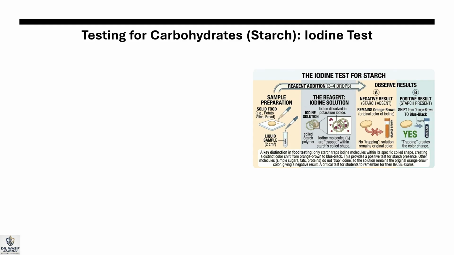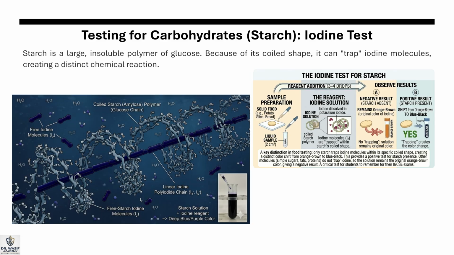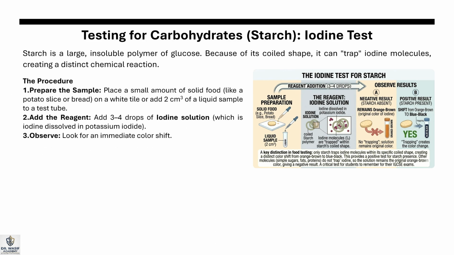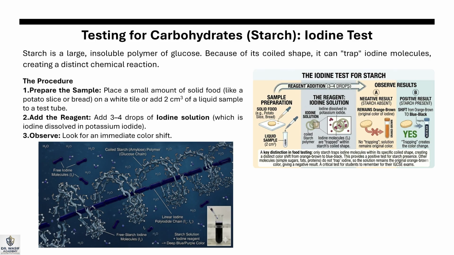Now we move from theory into the laboratory. Okay, how do we actually prove these molecules are present in the food that we eat? We will start with the most famous practical, the iodine test for starch. Starch is a massive insoluble polymer of glucose and it has a very specific coiled spiral shape. This shape is the key to the test. When we add iodine solution, which is naturally an orange-brown color, those iodine atoms get physically trapped inside the center of the starch spiral. And this changes how the molecules reflect light, creating a distinct chemical reaction.